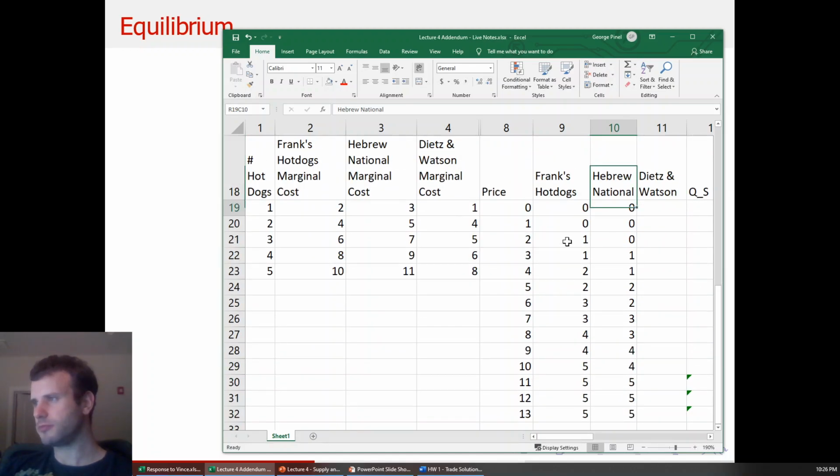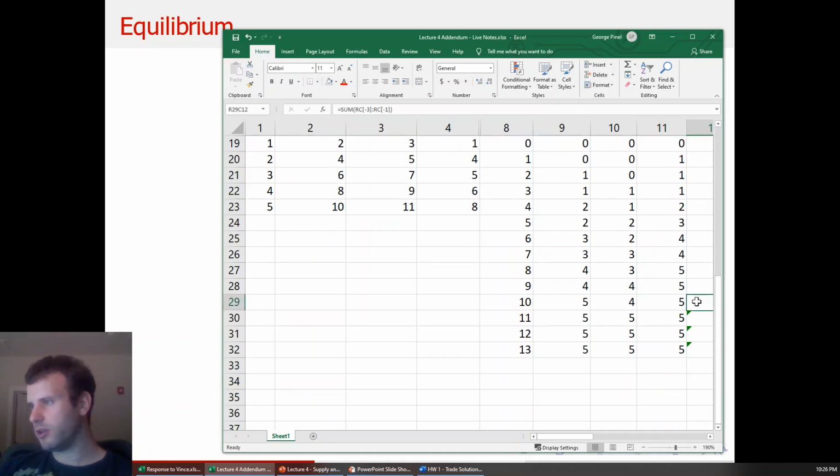Okay. What about Dietz and Watson? So it'll be 1 until it reaches 4. And then it'll be 2. And then it'll be 3 at 5, 4 at 6, 4 at 7, and then 5 at 8 and anything above.